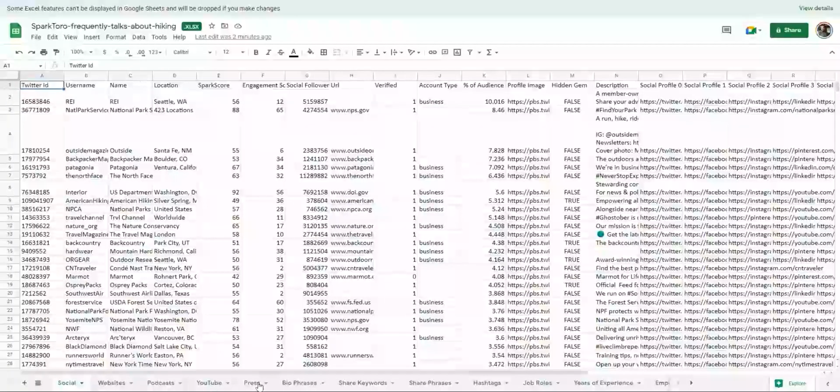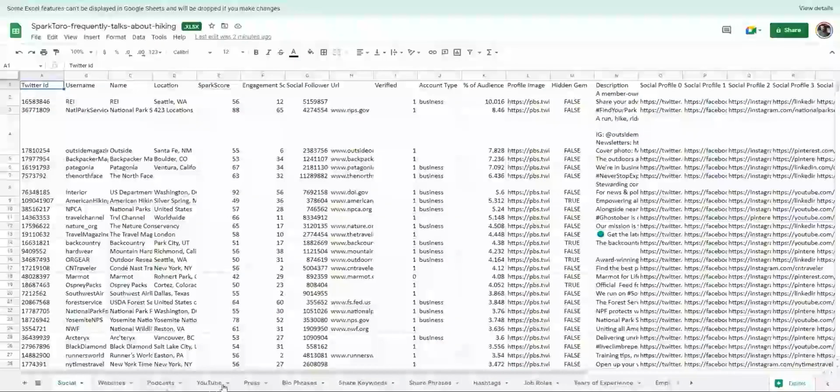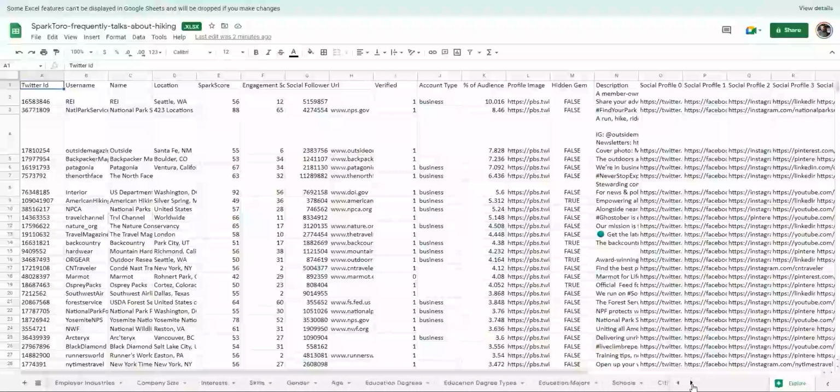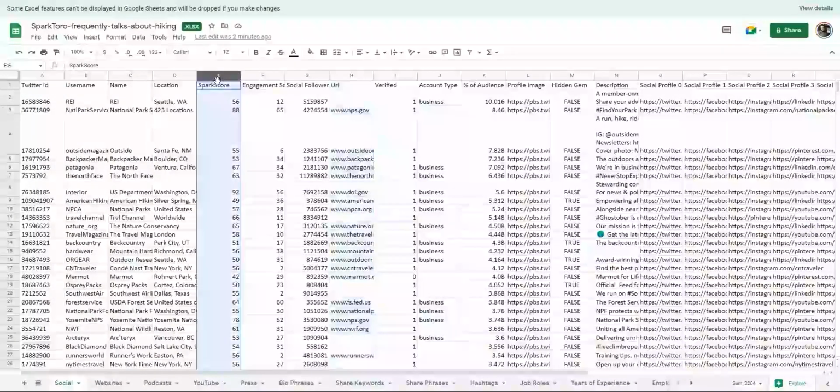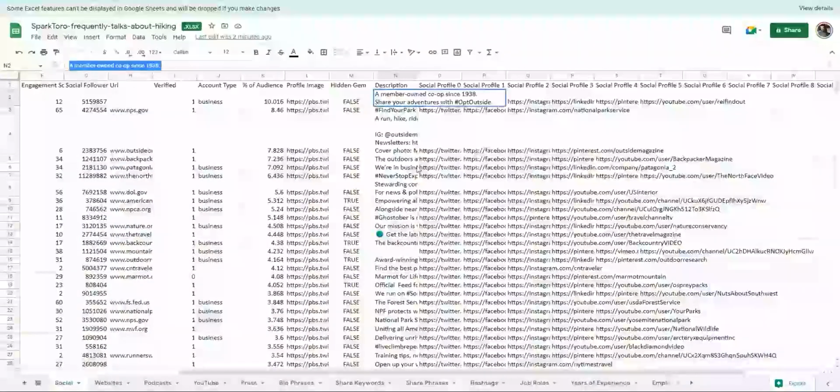Down here, if you look at the tabs, you still have more or less similar tabs as on SparkToro: social, website, podcast, YouTube, press, bio phrases, share keywords, share phrases, hashtags, etc. So the same interesting stuff down here. This is very useful to organize your data. It doesn't look as sexy, obviously, but it's giving you the website, it's giving you a score. You can organize it by location, organize it by names. It'll give you also the description of the account so you can see what it's about.